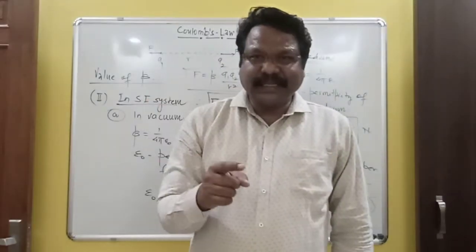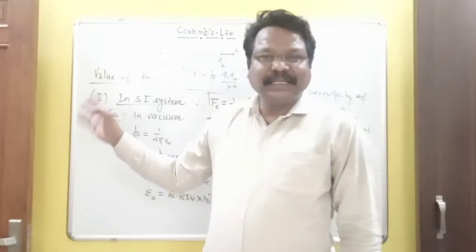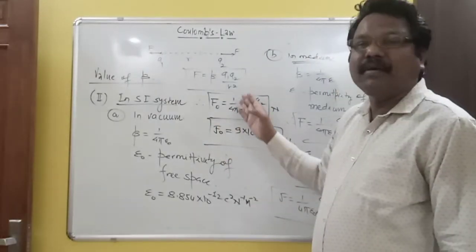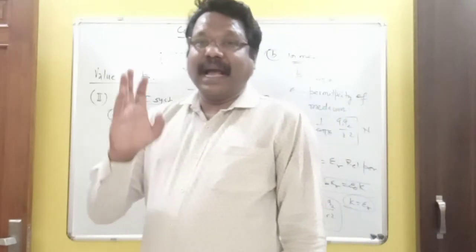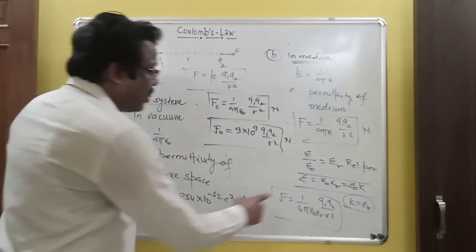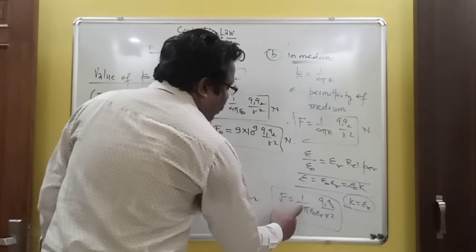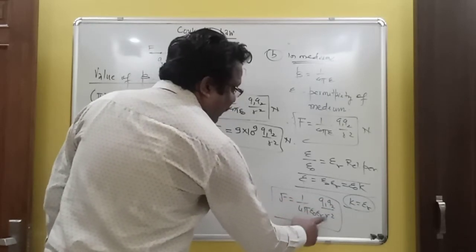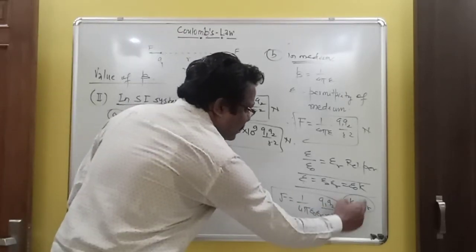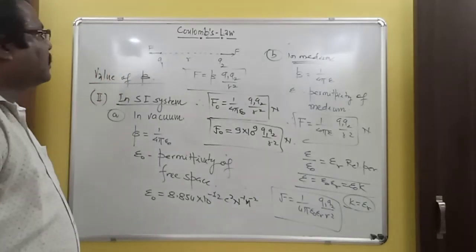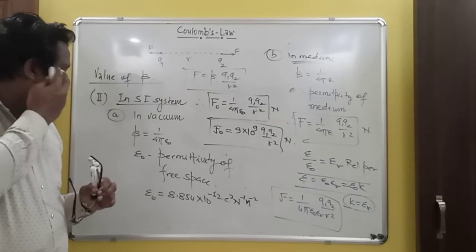In CGS system in vacuum it was simply Q1 Q2 by R square. In SI system and in vacuum it was what? 1 upon 4 pi epsilon naught Q1 Q2 by R square. And in SI system and in medium it is what? 1 upon 4 pi epsilon naught epsilon R Q1 Q2 by R square, or 1 upon 4 pi epsilon naught K Q1 Q2 by R square. Because you may write this epsilon R as K. Is that clear? So we were dealing with Coulomb's force in different forms, right?